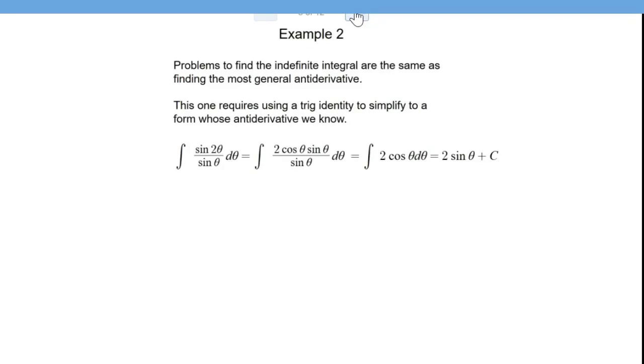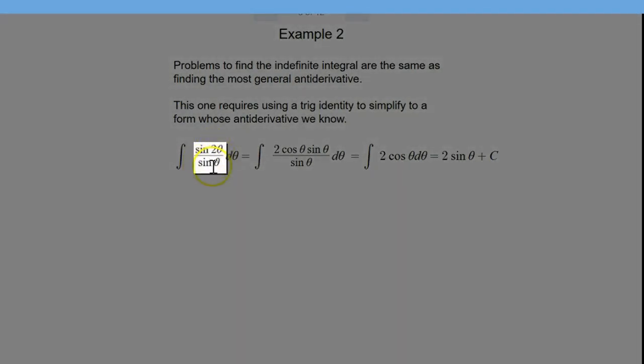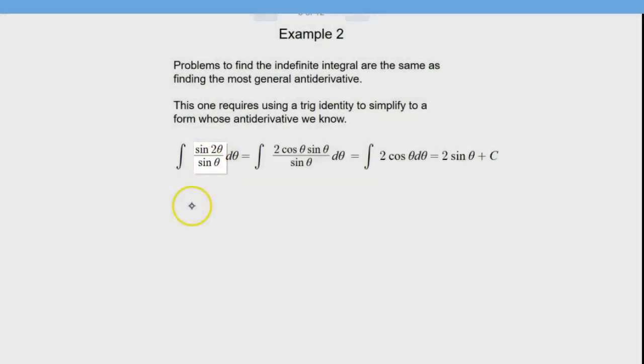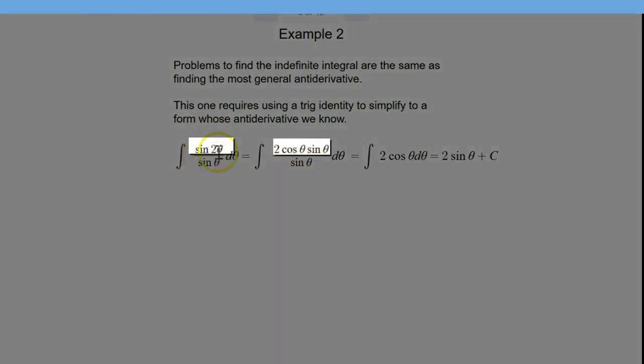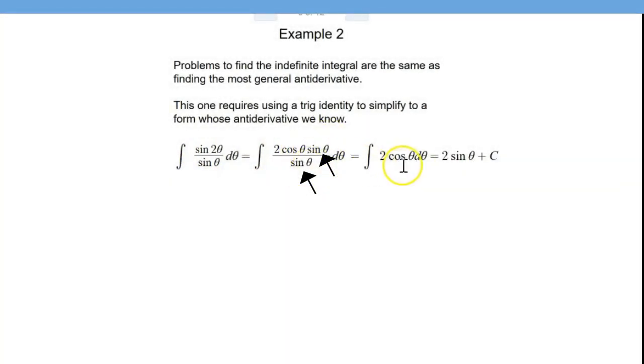Example 2, again, find the indefinite integral. Now we don't have an antiderivative formula for this, but with a lot of trig integrals, you can use an identity or simplify the integrand. And if we use the identity for sine 2 theta in the numerator, we can cancel the sine theta factors and find the indefinite integral of 2 cosine theta, which is just 2 sine theta plus c.